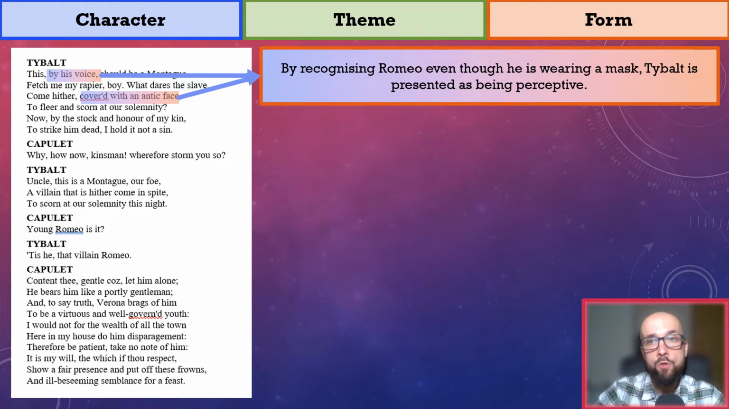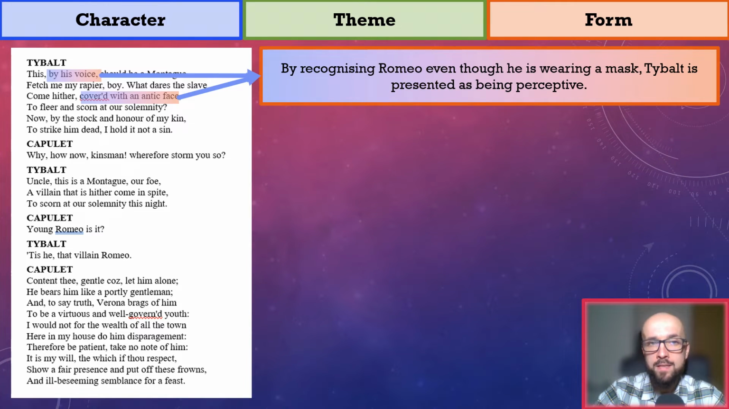By recognising Romeo by his voice, and despite the fact that he is wearing an antique face, a phrase that acknowledges that he is wearing a mask at the ball and points to the play's dramatic form, we do indeed get the impression that Tybalt picks up on fine details.